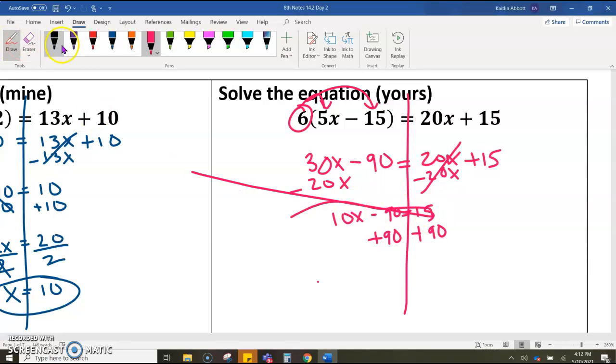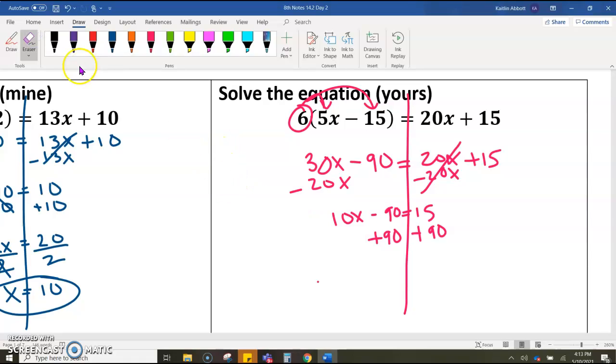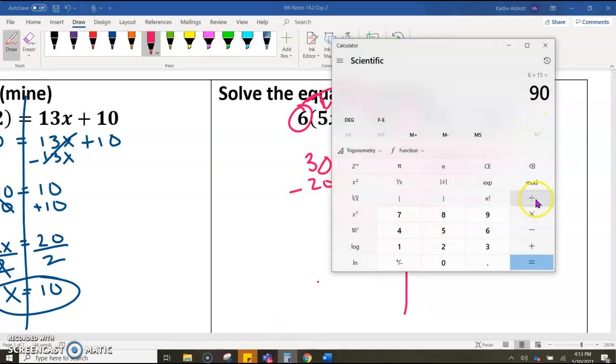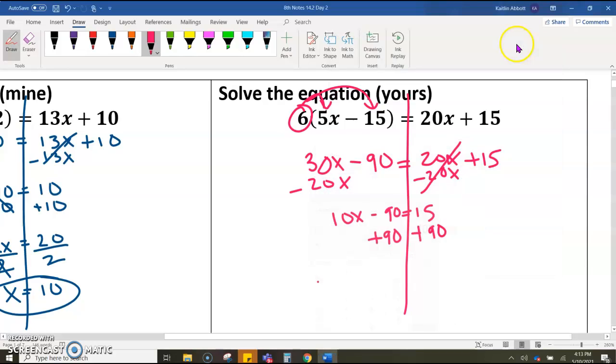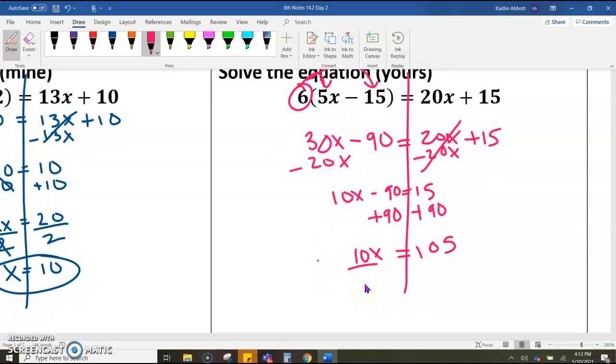So let's do 90. Let's do 90 plus 15 in the calculator. 90 plus 15, 105. Yep, 105. So I got 10x equals 105. All right, last but not least, we need to divide by 10 on both sides to get x by itself. Divide by 10, that turns into a 1. So we have 1x over here, which is what we want.